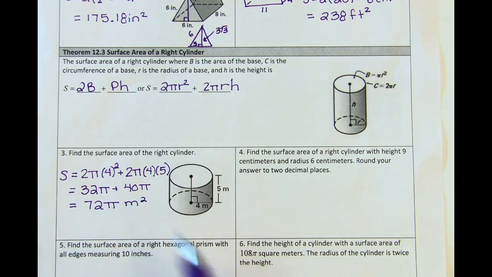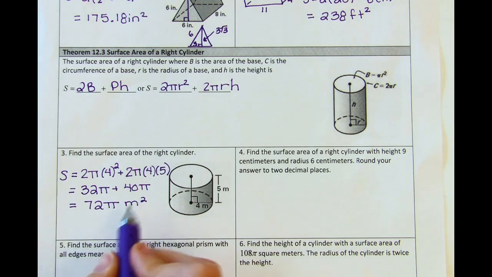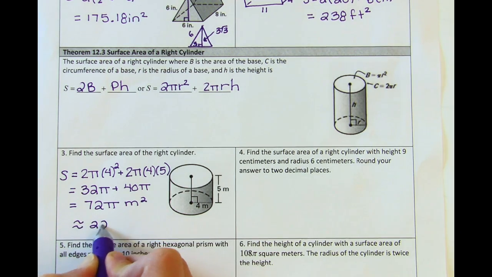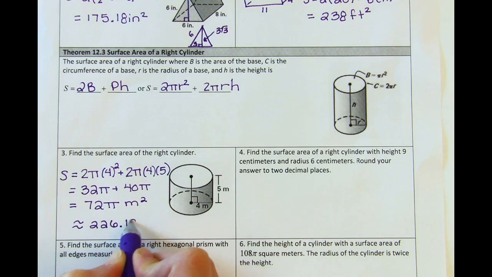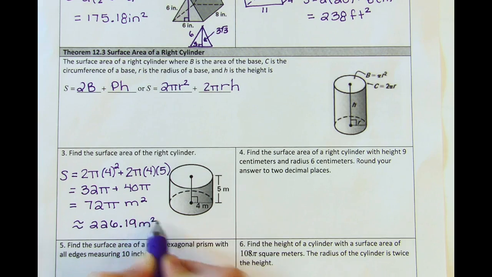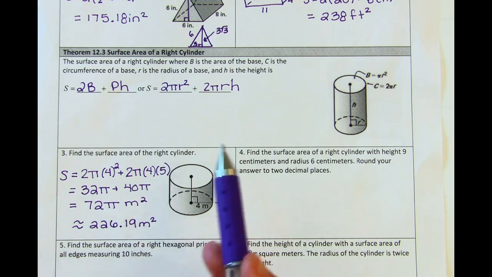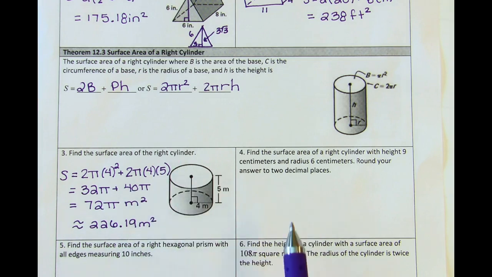So that would be the answer in terms of pi. If you ask for a decimal answer, you can just plug that in, 22.619 meters squared, and that just depends on what the question is asking for. I would keep your answers in terms of pi for a lot of problems, because we're going to get to problems where that's going to make your life easier. But if it asks for a decimal answer, give the decimal answer.